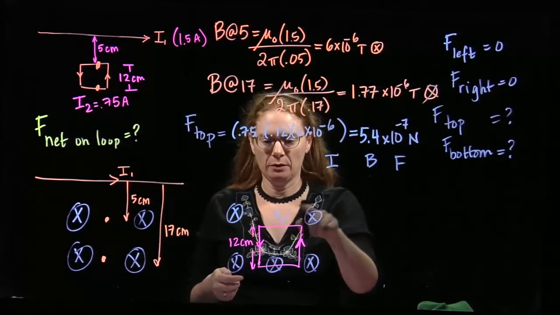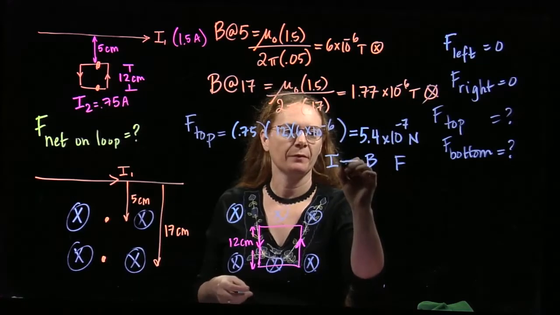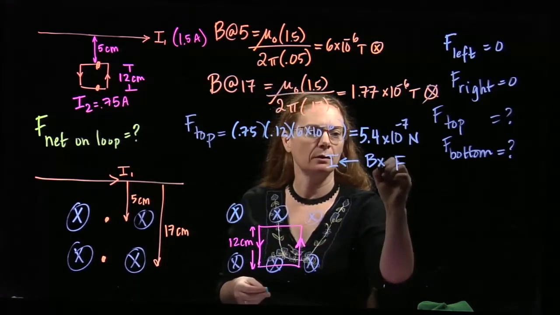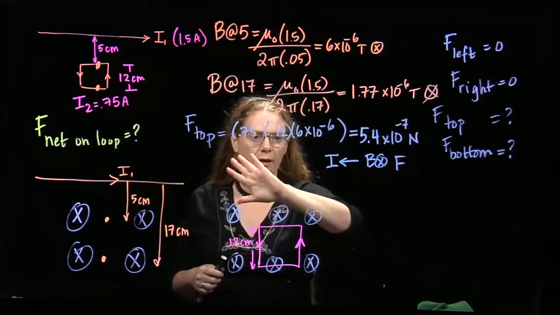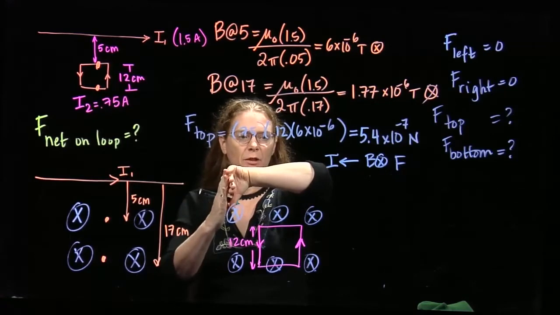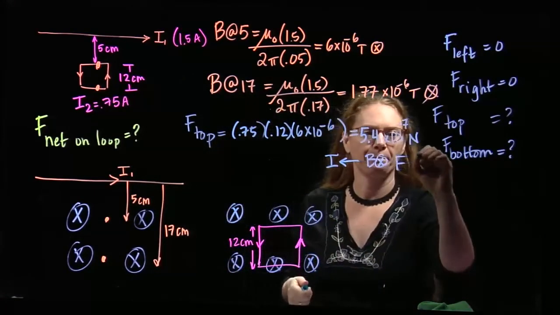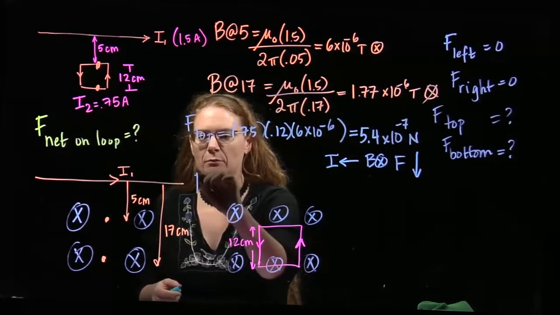The current in the top is going to the left. The B field that it's in is into the page. So what's the direction of the force? Okay, flat hand, current, and then I'm going to cross my fingers from I into B, downwards. Okay, and then I'm running out of room.